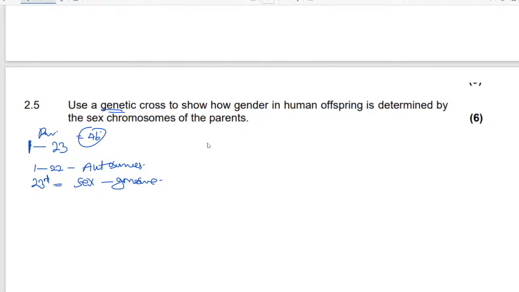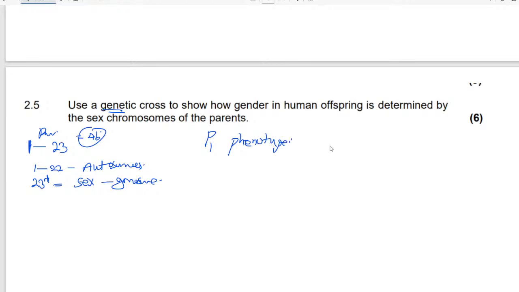When they say show using a genetic cross, you're supposed to do all the procedure as I've been explaining to you. That is P1, F1. If you are not going to forget, it's fine. You can leave the F1 for now until you reach the end. So now it's going to be P1, which is phenotype.